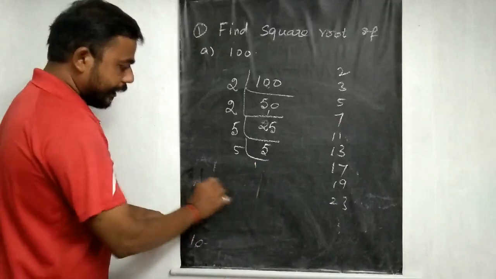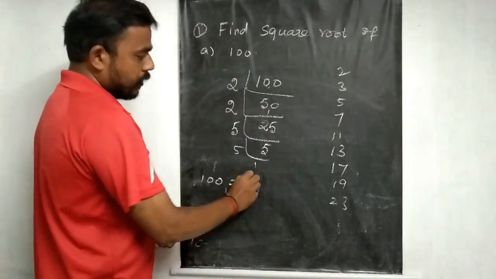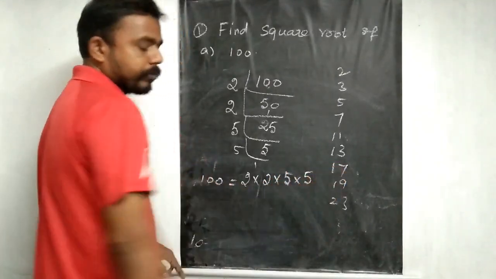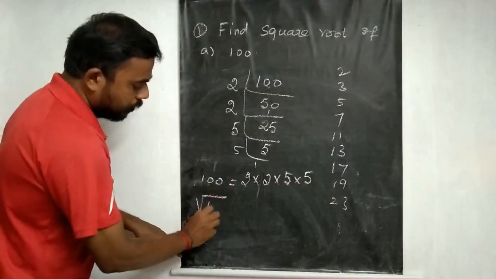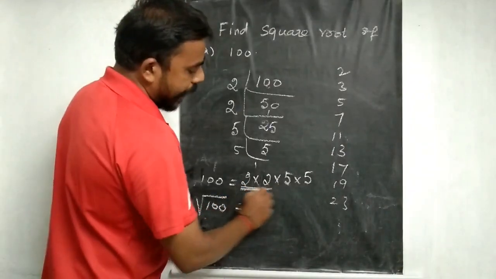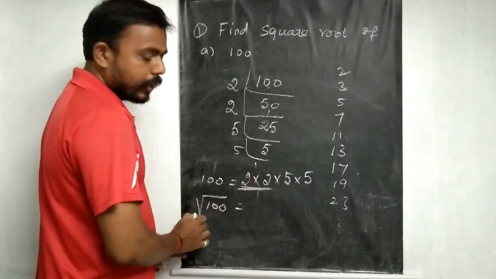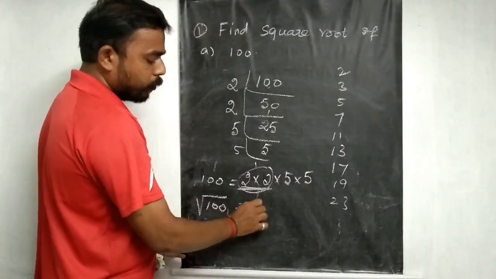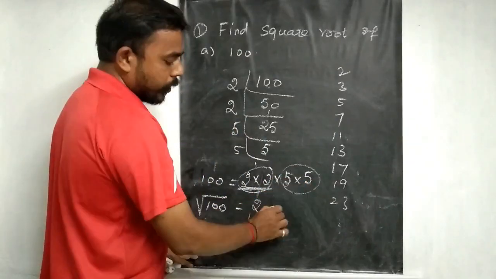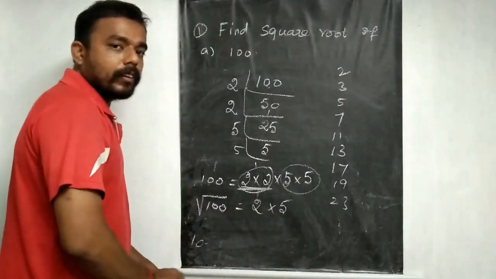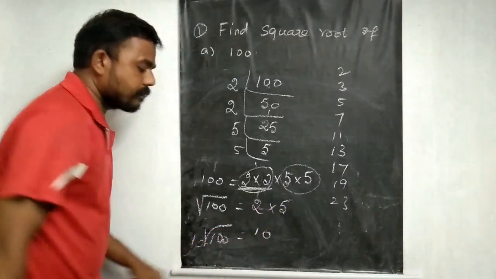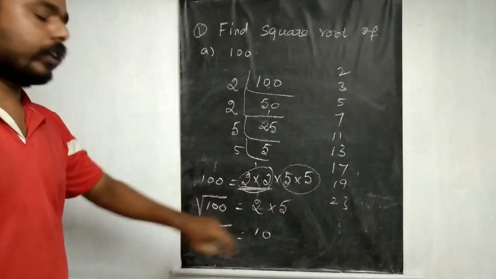Now 100 we can write as 2 into 2 into 5 into 5. Now we need to find the square root of 100. The square root is possible only using pairs. Where 2 2s are there, using these two numbers, write one number. Next come to the next number 5. Using these two numbers, write one number. Now the square root of 100 is nothing but 2 5s are 10. This is the answer. The square root of 100 we know is 10.